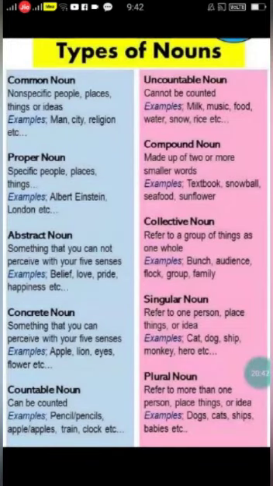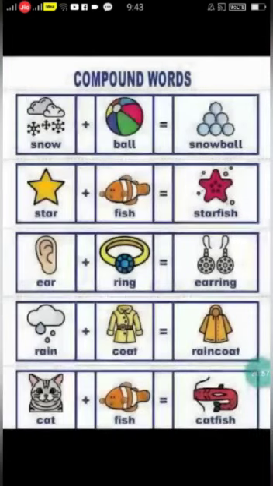You all know that we have different types of nouns like common noun, proper noun, abstract noun, concrete noun, countable, uncountable, collective noun, singular noun, plural noun. So today we are going to learn about compound nouns. These compound nouns are made of two nouns. If you see here in this picture, snow is a thing, ball is a thing, right? So if we add those two nouns, it makes a single noun, which is snow plus ball is snowball.